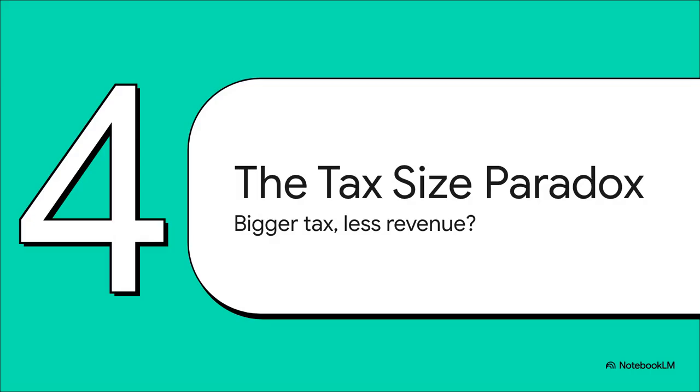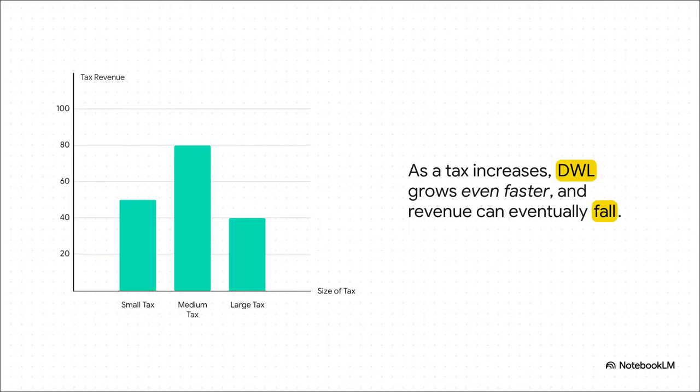All right, this next part is really, really interesting. It's a bit of a paradox, and honestly, it gets into some pretty heated debates. We're going to talk about what happens as a tax just gets bigger and bigger and bigger. You might think you know the answer, but it's probably not what you'd expect. So just follow the story on this chart.